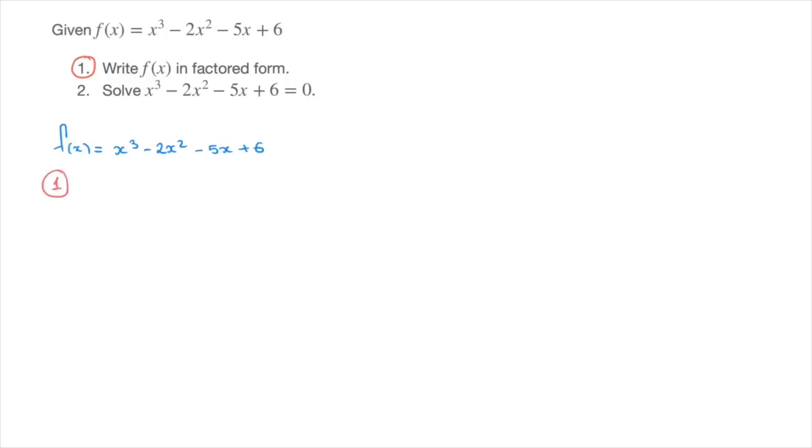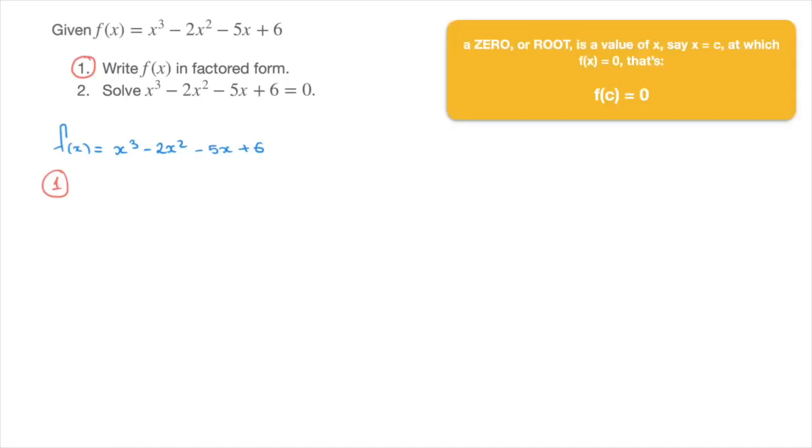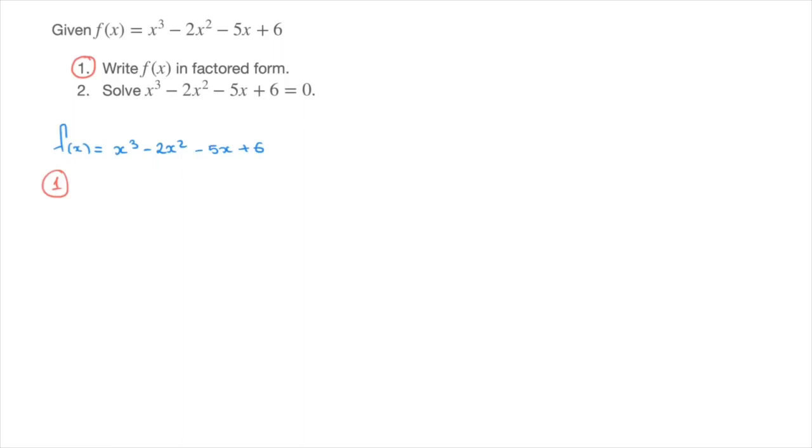To write a polynomial in its factored form, we need its zeros, also known as roots. And when it comes to cubics or quartics or quintics and beyond, there's no equivalent of the quadratic formula, meaning there's no nice formula that's just going to give us all the zeros. But luckily for us, there are plenty of little tricks to find those zeros.